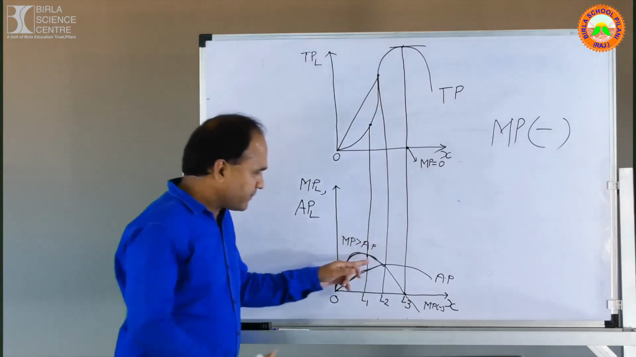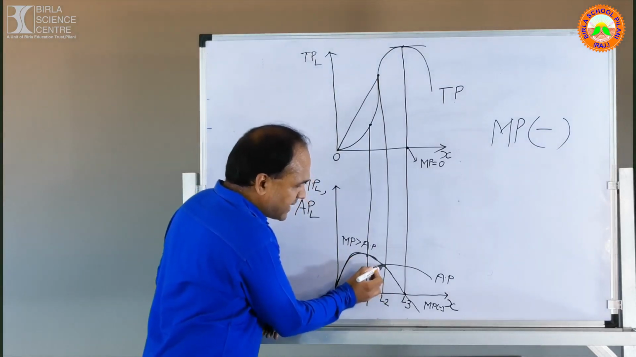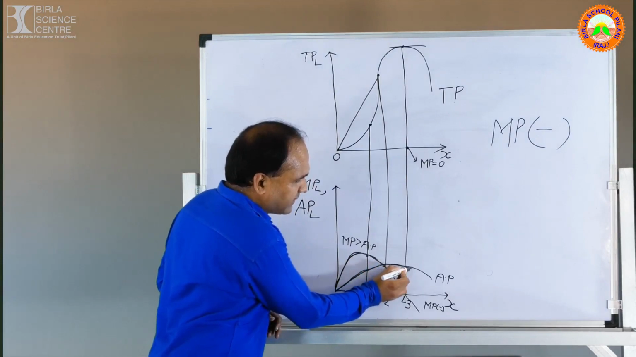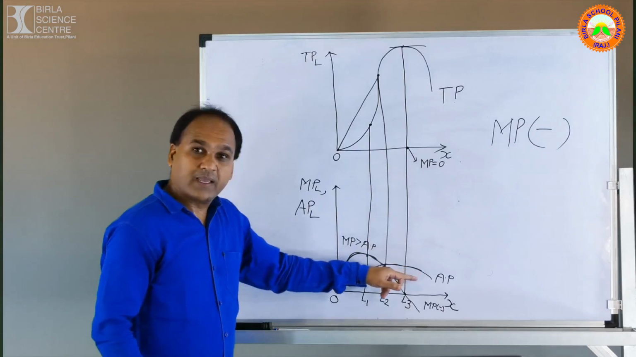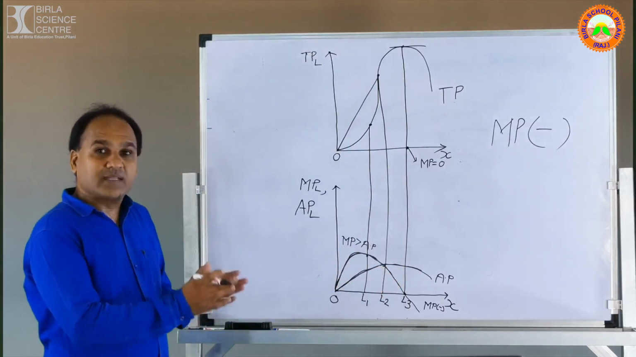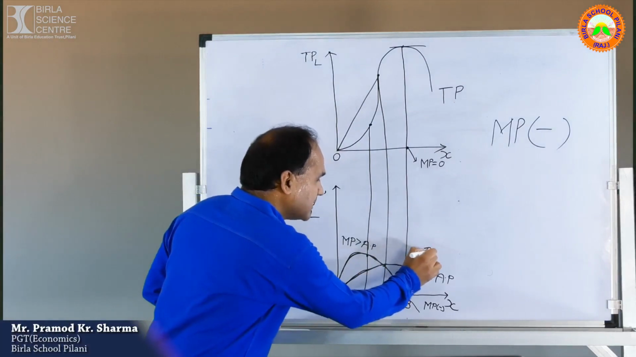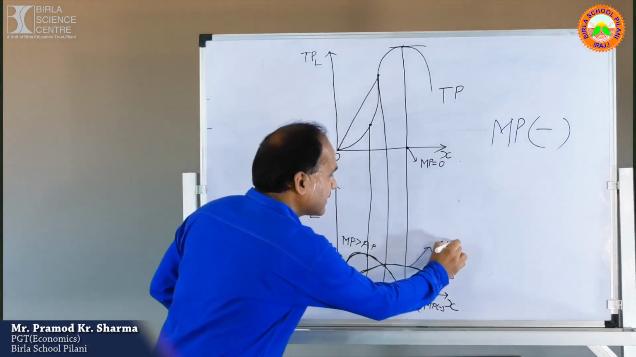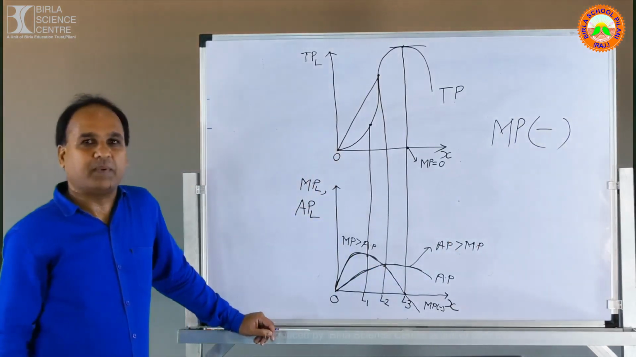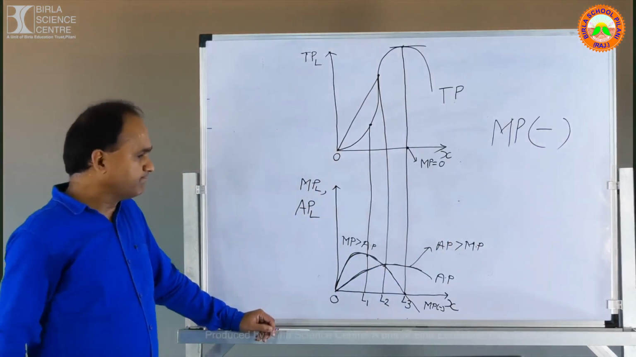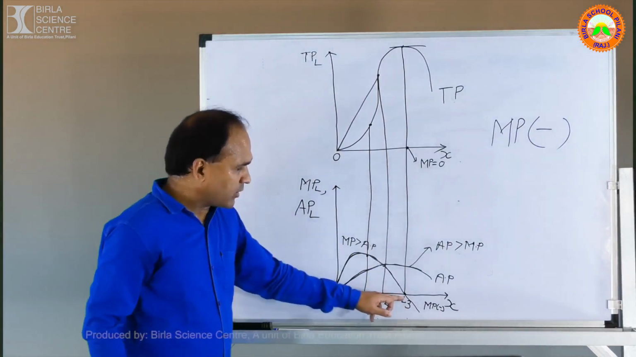Second relation, you can see here MP is falling. Here you can see AP is also falling. MP गिर रहा है, AP भी गिर रहा है, लेकिन देखो AP ऊपर है, तो कह सकते हैं AP is greater than MP. So the second relation is: AP is greater than MP.